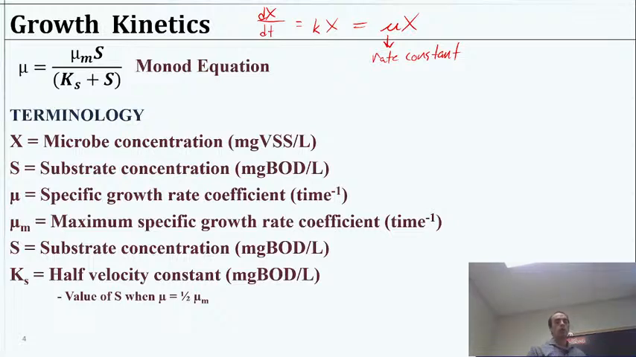So we have mu equals some mu max, the maximum they could ever grow, the maximum specific growth rate. We can take a look, that's here, right? The maximum specific growth rate. If mu is the specific growth rate coefficient, then mu m is the maximum specific growth rate coefficient. This will be in per time, so that's where our per time is going to come from for the overall, because this rate constant has to be per time.